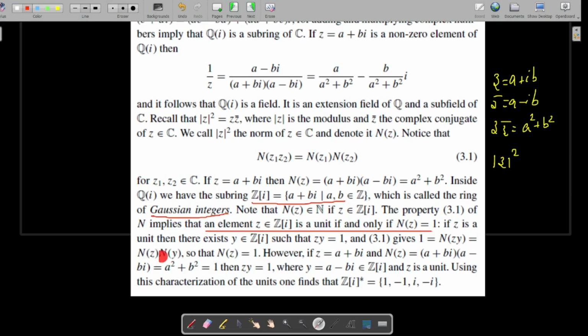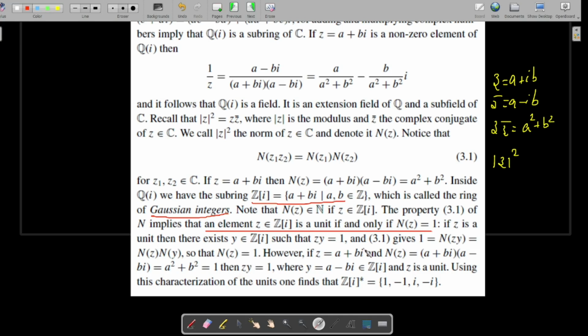So the product of these two numbers is equal to 1, and the norm of z and the norm of y belong to the set of all natural numbers. The only possibilities are norm of z equal to 1 and norm of y equal to 1, or norm of z equal to minus 1 and norm of y equal to minus 1. That is not possible because they belong to the set of natural numbers. Negative numbers are not permitted here. So you can conclude that the norm of z is equal to 1. So if z is a unit, then we concluded that the norm of z is equal to 1.